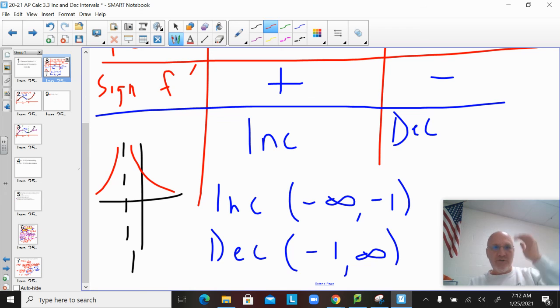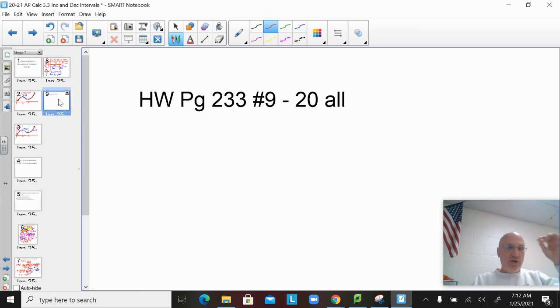But that's for tomorrow. So your homework, the instructions are just what it says. I'm reading right out of the book. It says, in exercises 9 through 20, identify the open intervals on which the function is increasing or decreasing, which is exactly what I just did to those two examples.